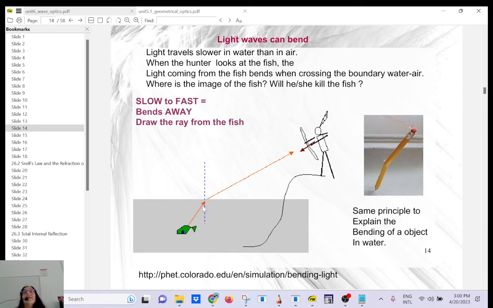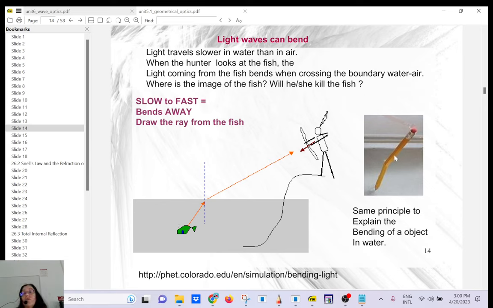And you miss the fish. But then when you get some practice, you know that you have to go a little bit further down. And then you get the fish. So whenever you see the fish, you go a little bit further down. Right? So here we're going to see a ghost fish, called a virtual image, just above the real fish. That's because of refraction.